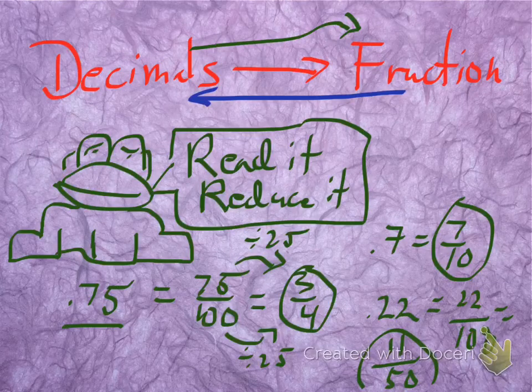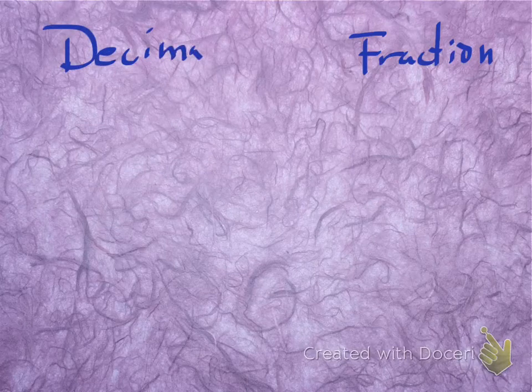All right, now let's go the other direction. So now let's go the blue direction, which is changing fractions back into decimals. Well, this is also kind of cool, because now we're going to practice doing the division that we did back earlier this year. So to change a fraction into a decimal, all you have to do is divide.